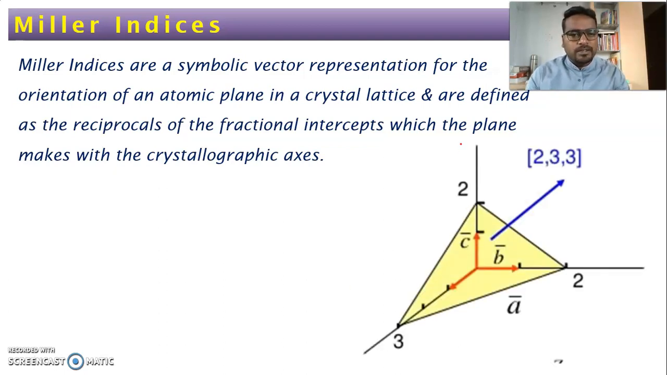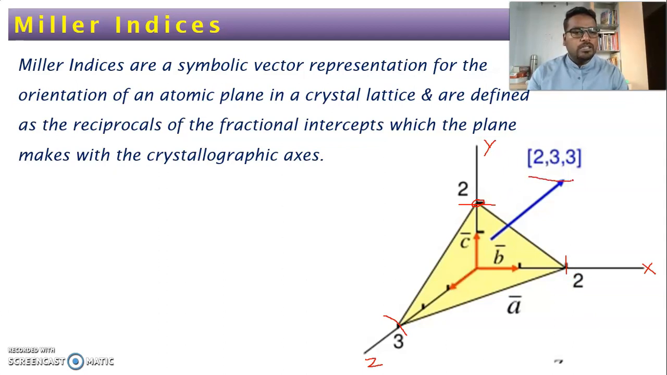So for example, this is the crystallographic axis. This is the x-axis, this is the y-axis, and this is the z-axis. If you consider these crystallographic axes, the constituent species intercept at these positions. You observe here along the x-axis, it intercepts at this point. Along the y-axis it intercepts at this point. Along the z-axis it intercepts at this point. So the intercepts give 2, 3, 3.